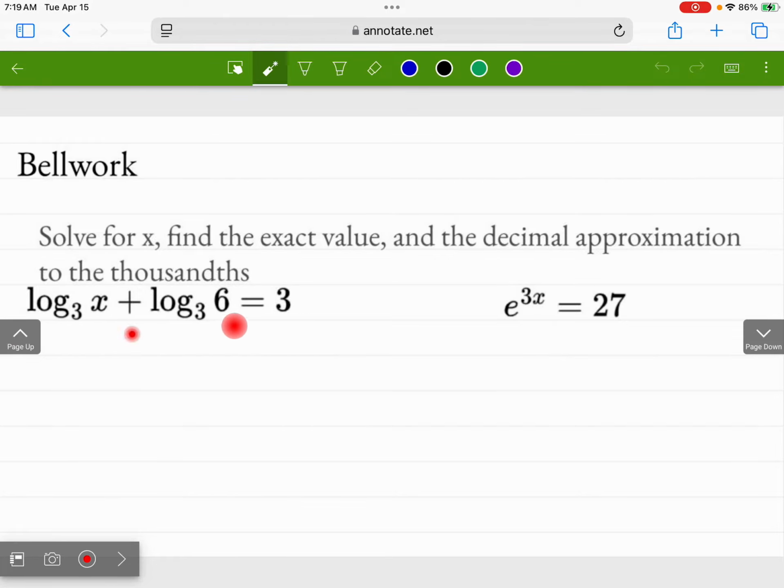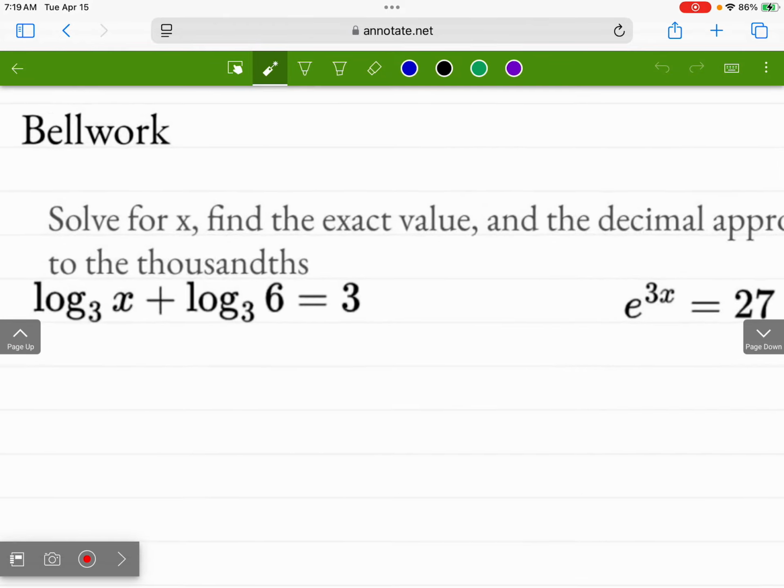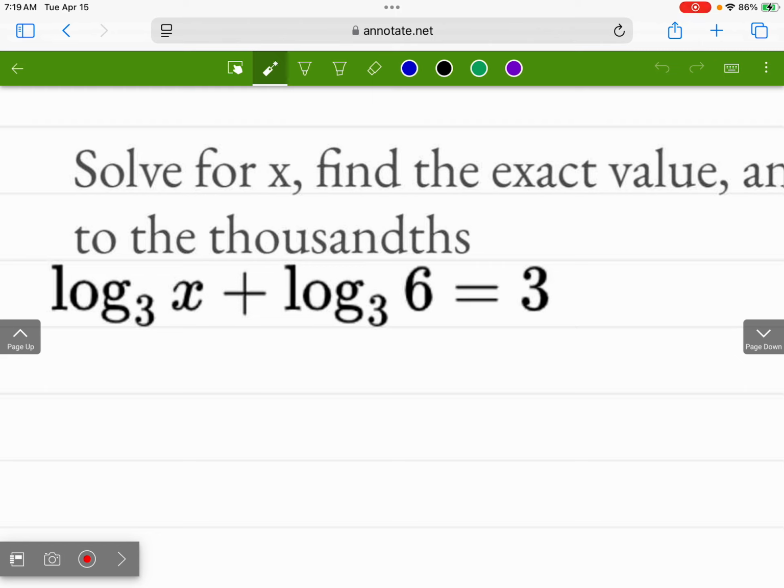To be on this guy. What's our first step? Combining them. Be slightly more specific.